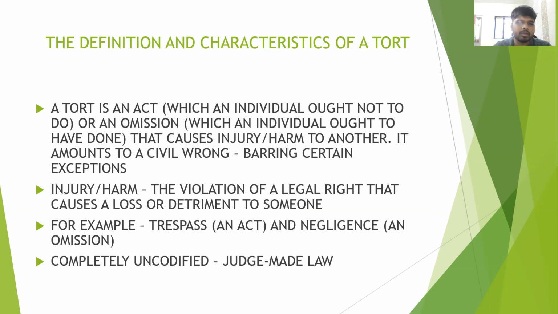Simple as that. Now, secondly, what is an omission then? An act is doing something. On the other hand, an omission is something which an individual ought to have done, and they haven't done that particular thing in that situation, which has given rise to an injury or harm caused to another. So polar opposites like that. An act is something which an individual should not do or ought not to do, and an omission is something that an individual ought to have done and hasn't done. And both these things give rise to an injury or harm to another.